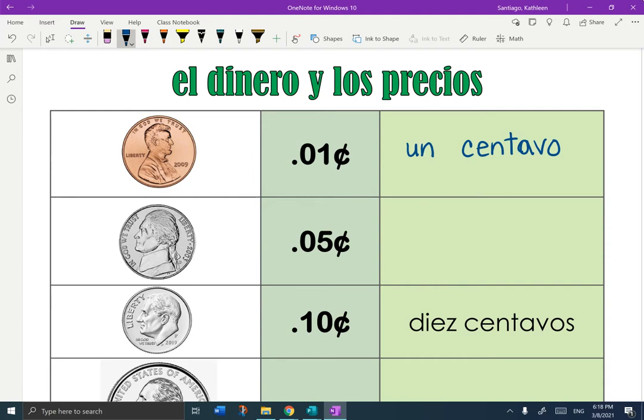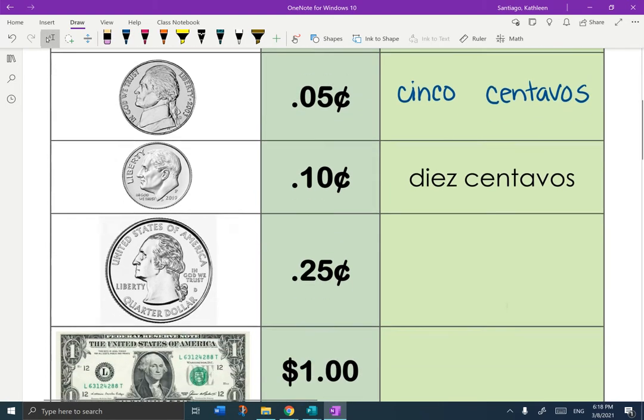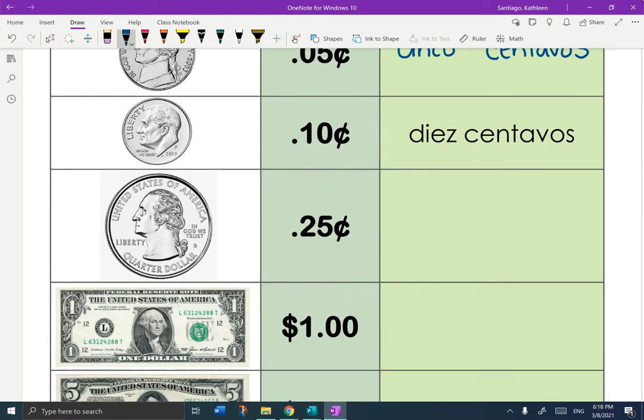Okay, next we have a nickel. It's worth 5 cents. In Español, cinco centavos. Notice we're making centavo plural because we have more than one. Cinco centavos. Then we have a dime, 10 cents. In Español, 10 centavos. Next, we have a quarter, 25 cents. En español, 25 centavos.